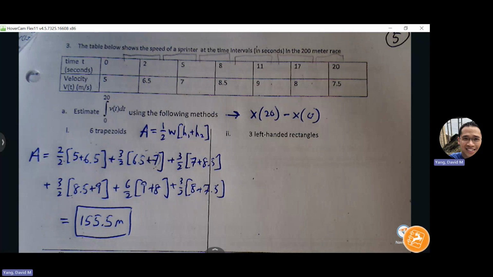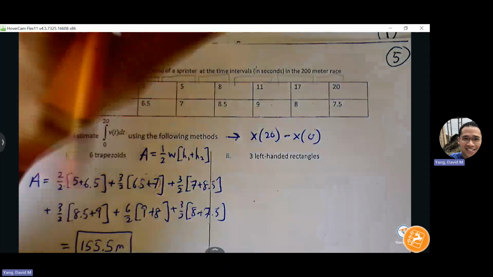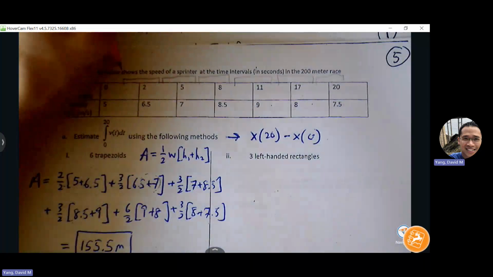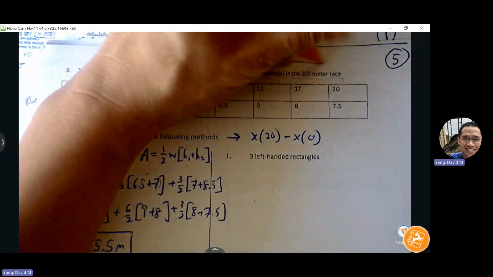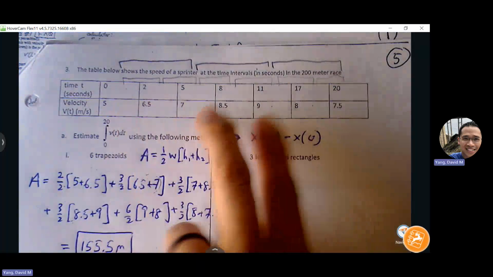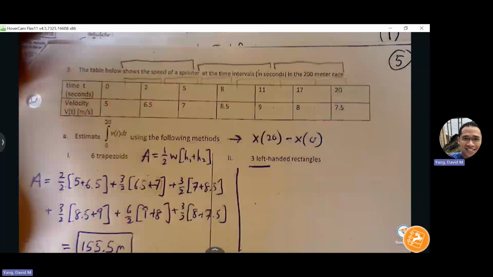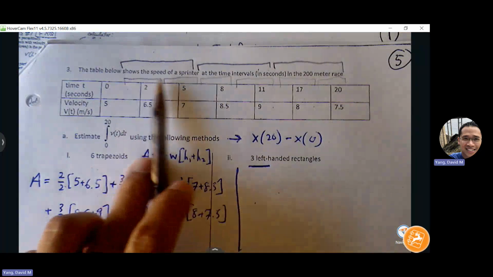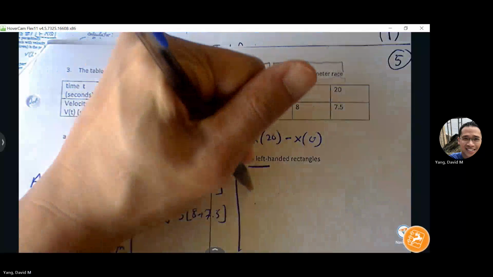Part B, we want 3 left-handed rectangles for the entire interval from 0 to 20. So I'm going to do another, let's see here. Maybe I can go first 3, second 3, and third 3. So first subinterval, second subinterval, third subinterval. So every subinterval, they may not have the same width, but they will all span across the same number of ordered pairs. Okay, left-handed rectangles. What's the width of my first subinterval? 5 minus 0. You just look at the first row.